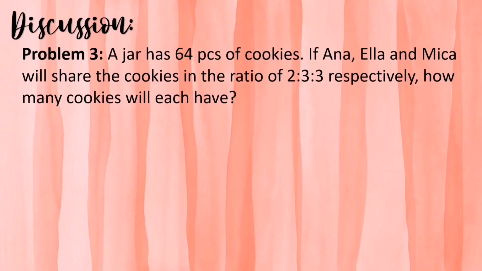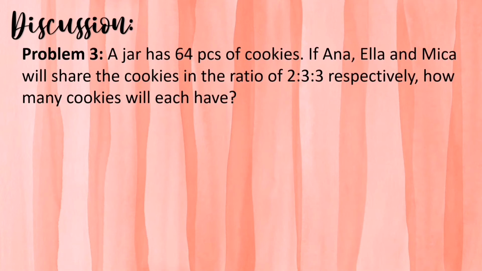Last problem, problem number 3. A jar has 64 pieces of cookies. If Anna, Ella, and Mika will share the cookies in the ratio of 2:3:3 respectively, how many cookies will each have? So, when we say respectively, so yung nasa ratio, yung 2 part ni Anna, yung first 3 part ni Ella, at yung last na 3 is part ni Mika.